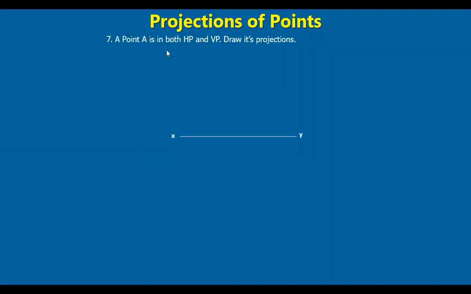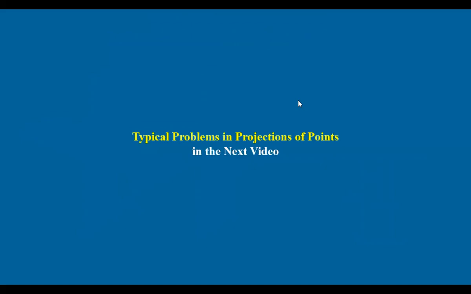Take another point. A is in both HP as well as VP. That means point A is on the reference line. So just take a point here, it is on the vertical plane as well as on the horizontal plane. Mark the same point as A dash as well as A. Okay. So these are all the problems. Basically, you have to understand the projections of points. So this will help you to understand it. Hope you had understood this topic very well.